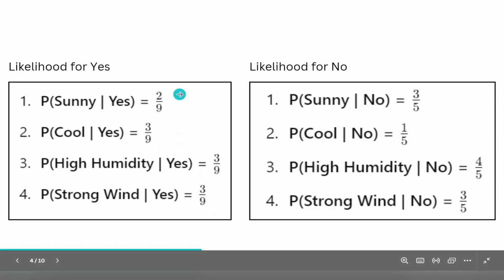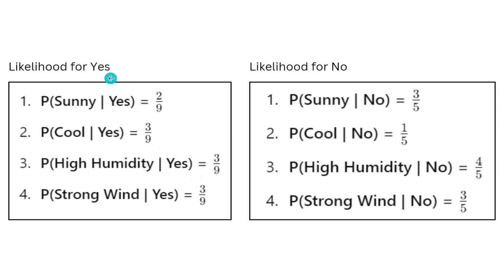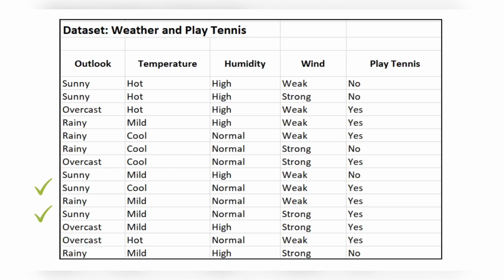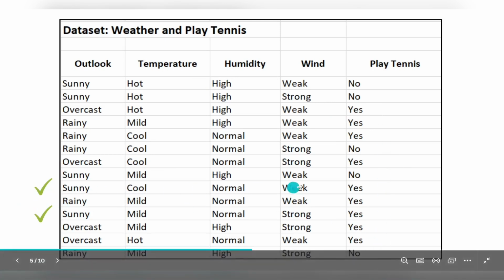Now, why are they 9? It is because we are looking for the likelihood of yes. That is, the number of times it was sunny, given that we know that on 9 days, yes, you can play tennis. Let us go back to the data set. Here you can see out of the 9 yeses, there are only 2 rows in which we have sunny condition, and hence we take 2 out of 9.